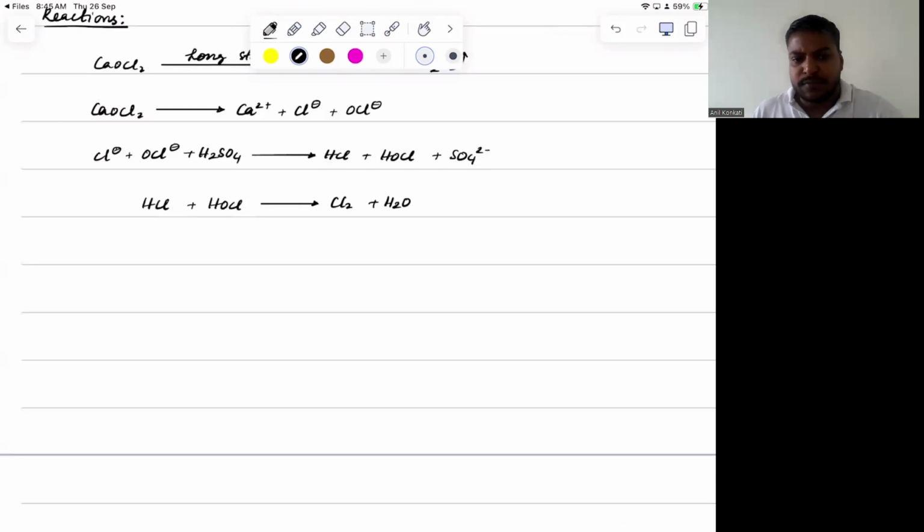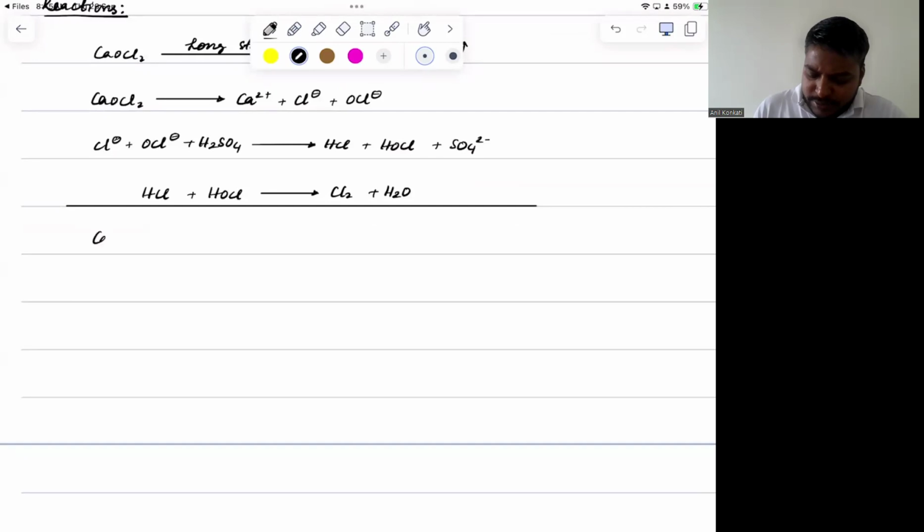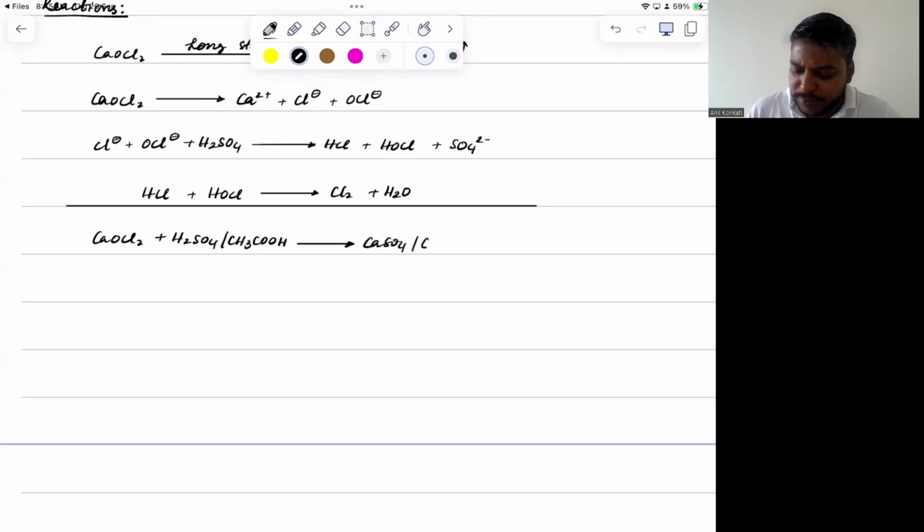Cl2 plus H2O. Now, if I write the overall reaction for this, what do I get? So basically, CaOCl2 plus H2SO4, right? Or I can take CH3COOH also. That means any mild acids will convert into either calcium sulfate or calcium acetate here, plus Cl2 plus H2O.